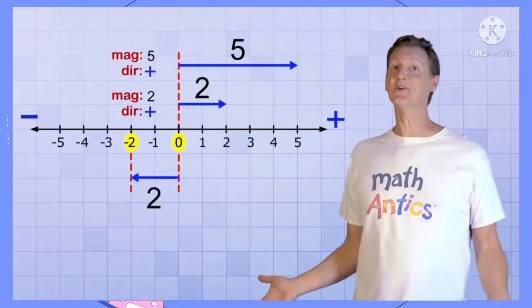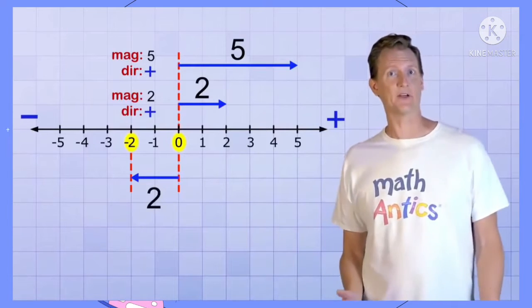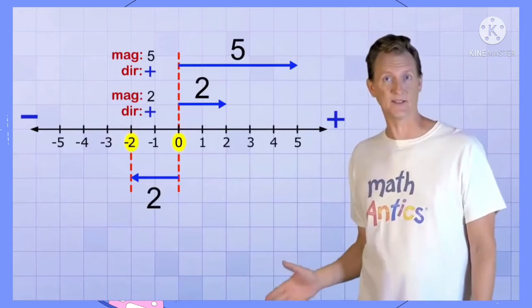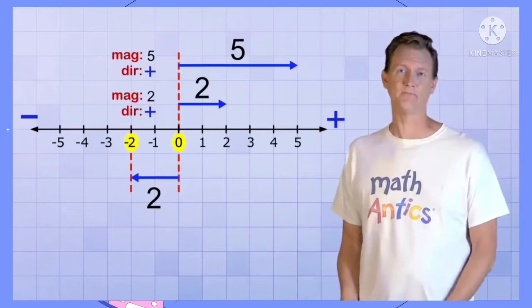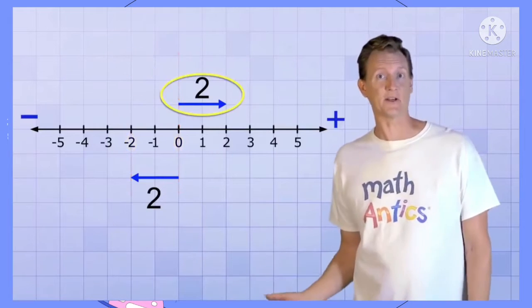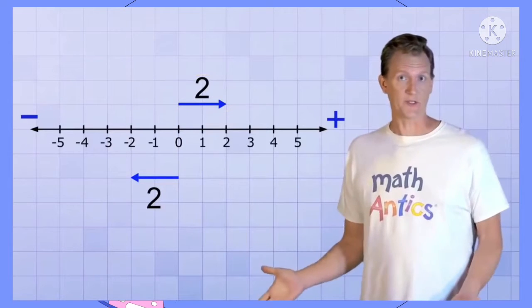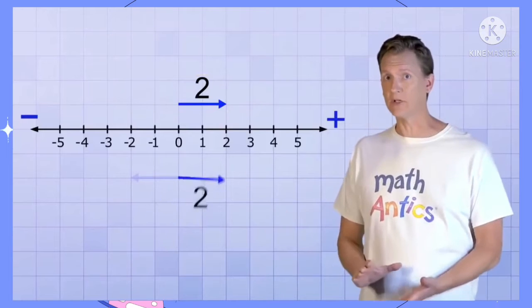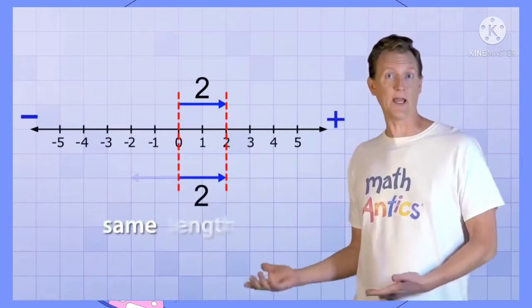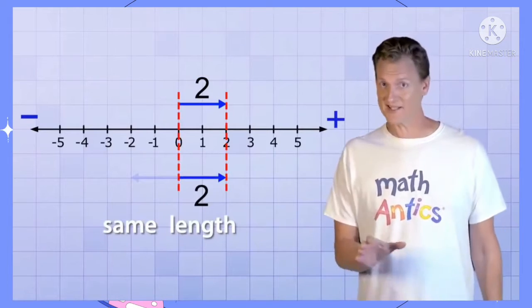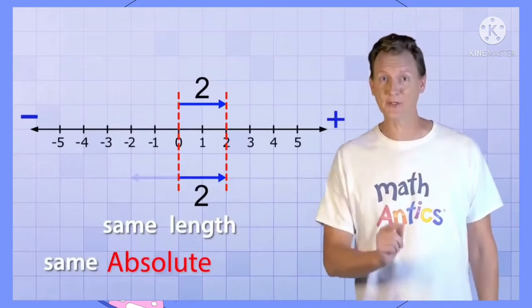For those of you that said 2, you're right. Even though the vector is pointing in the negative direction, its length is still a positive number. Its length is 2, just like this vector that's pointing in the positive direction. They're pointing in opposite directions. But if you rotate one vector around, you can see that they really do have the same length or magnitude. And another way to say that is that they have the same absolute value.